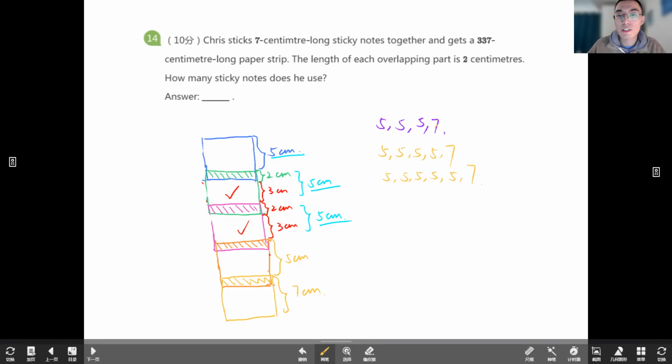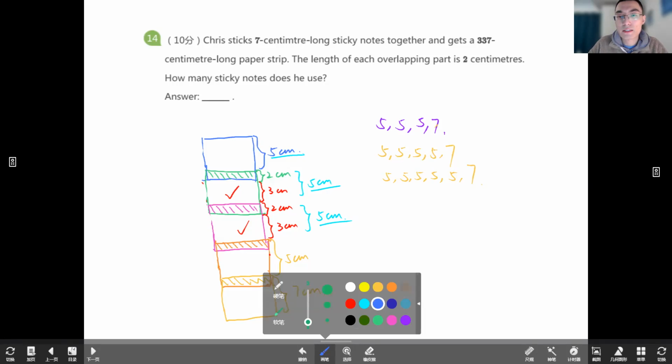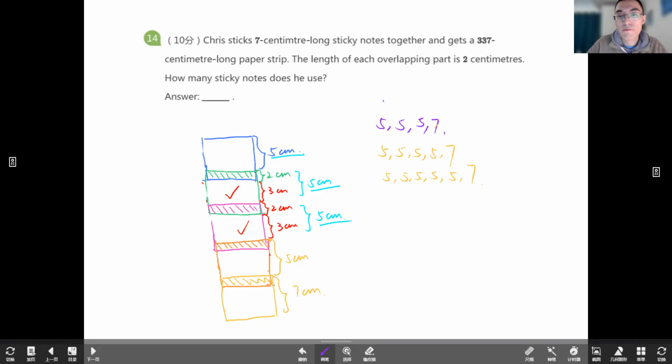And that will make calculation super easy, because for this example, if we have 4 5s adding together, it will be equivalent to 5 times 4. The sum will be 20. And to find how many sticky notes there are, we simply need to take the sum, 20, and divide by 5. That will give us immediately there are 4 sticky notes used.